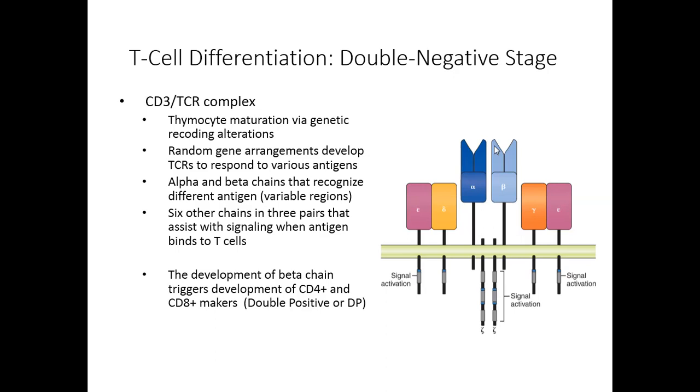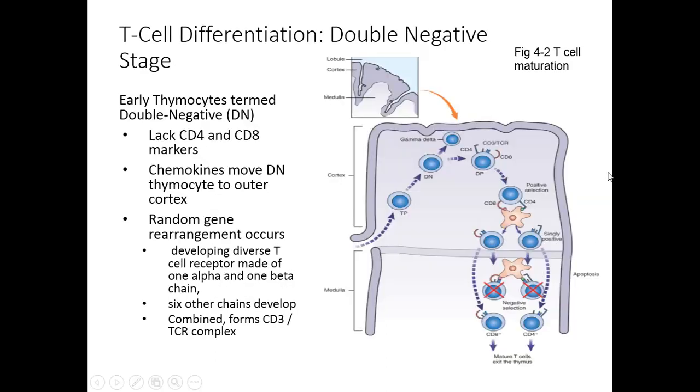The development of the beta chain here is actually going to trigger the development of CD4 and CD8 markers on this quote-unquote double negative cell. So as soon as we develop this beta chain, we're also going to develop CD4 and CD8 markers, and it becomes classified as a double positive cell.